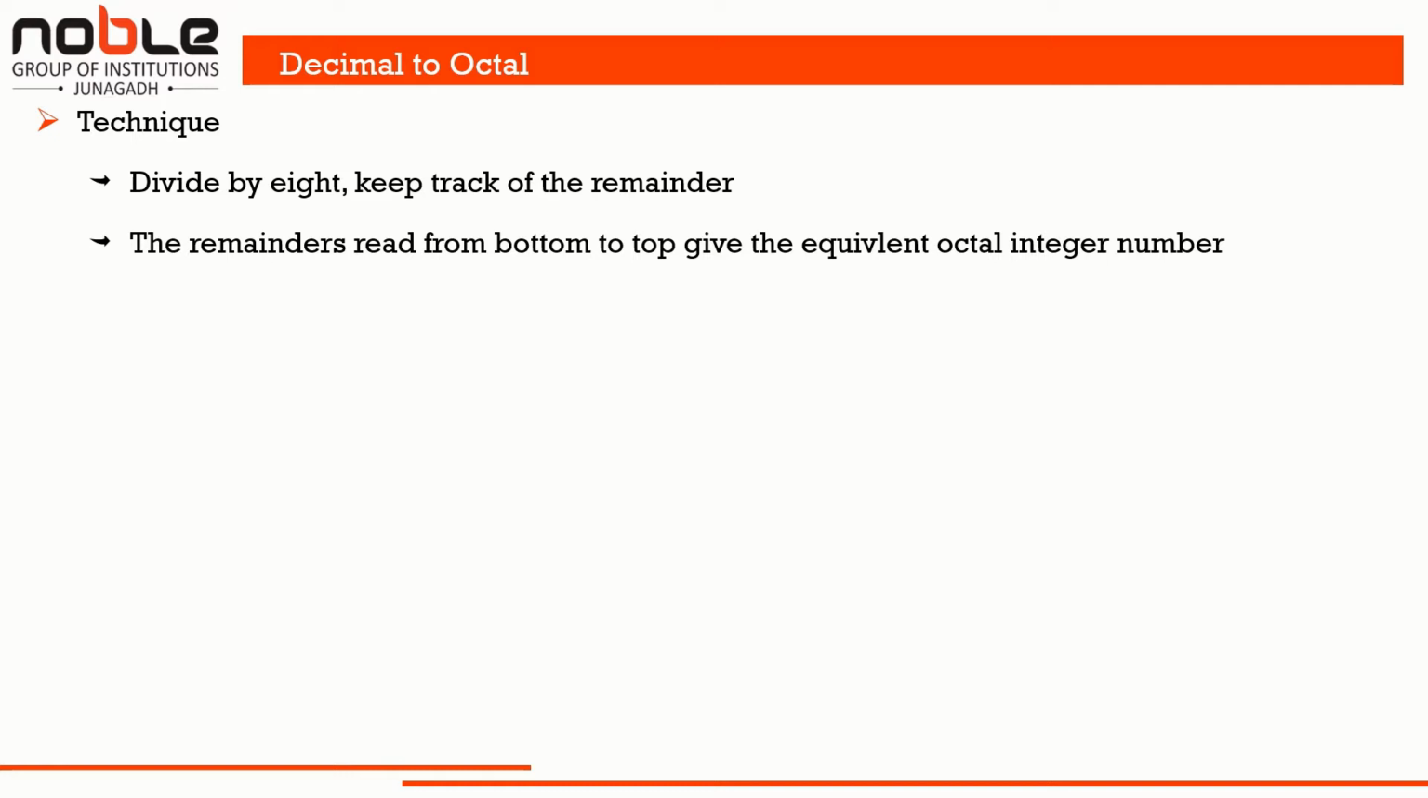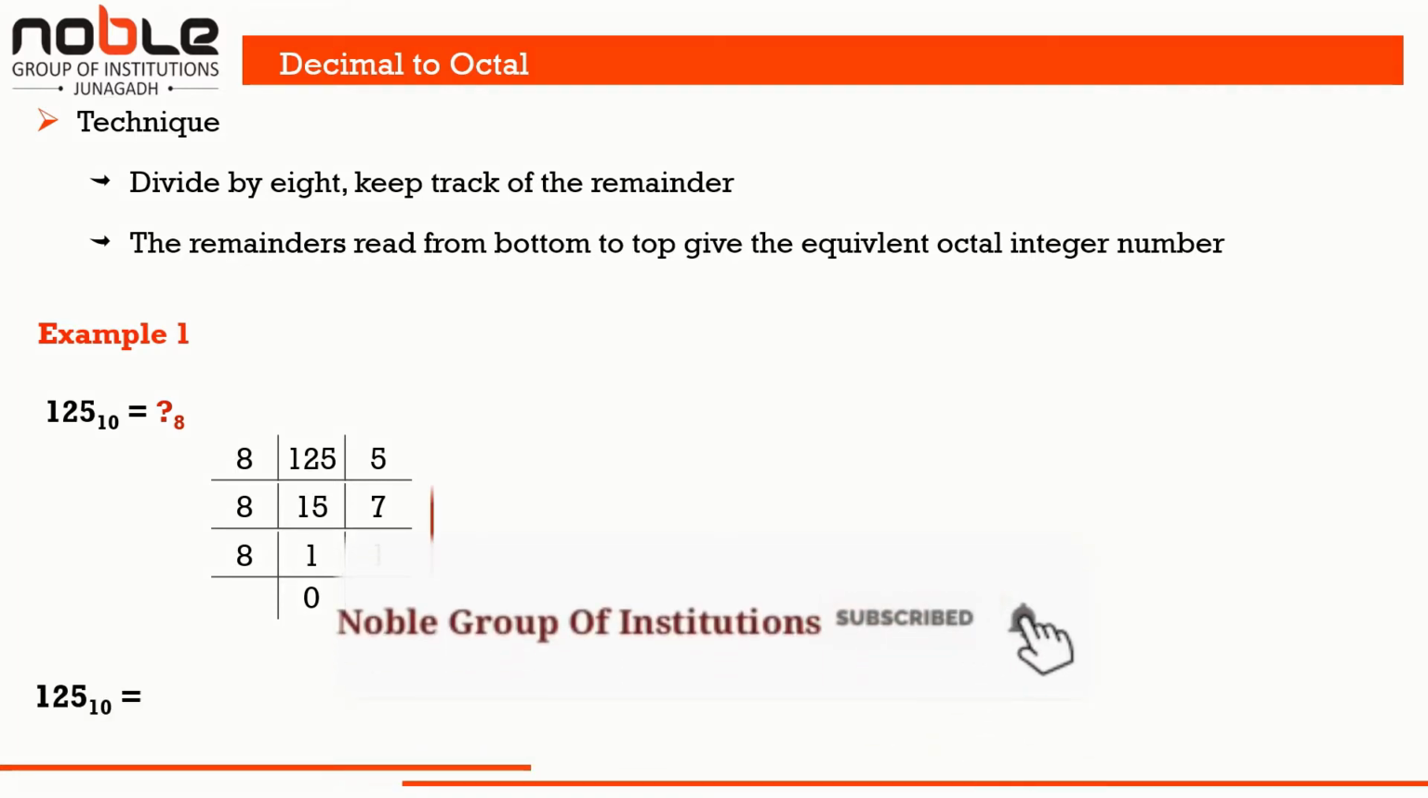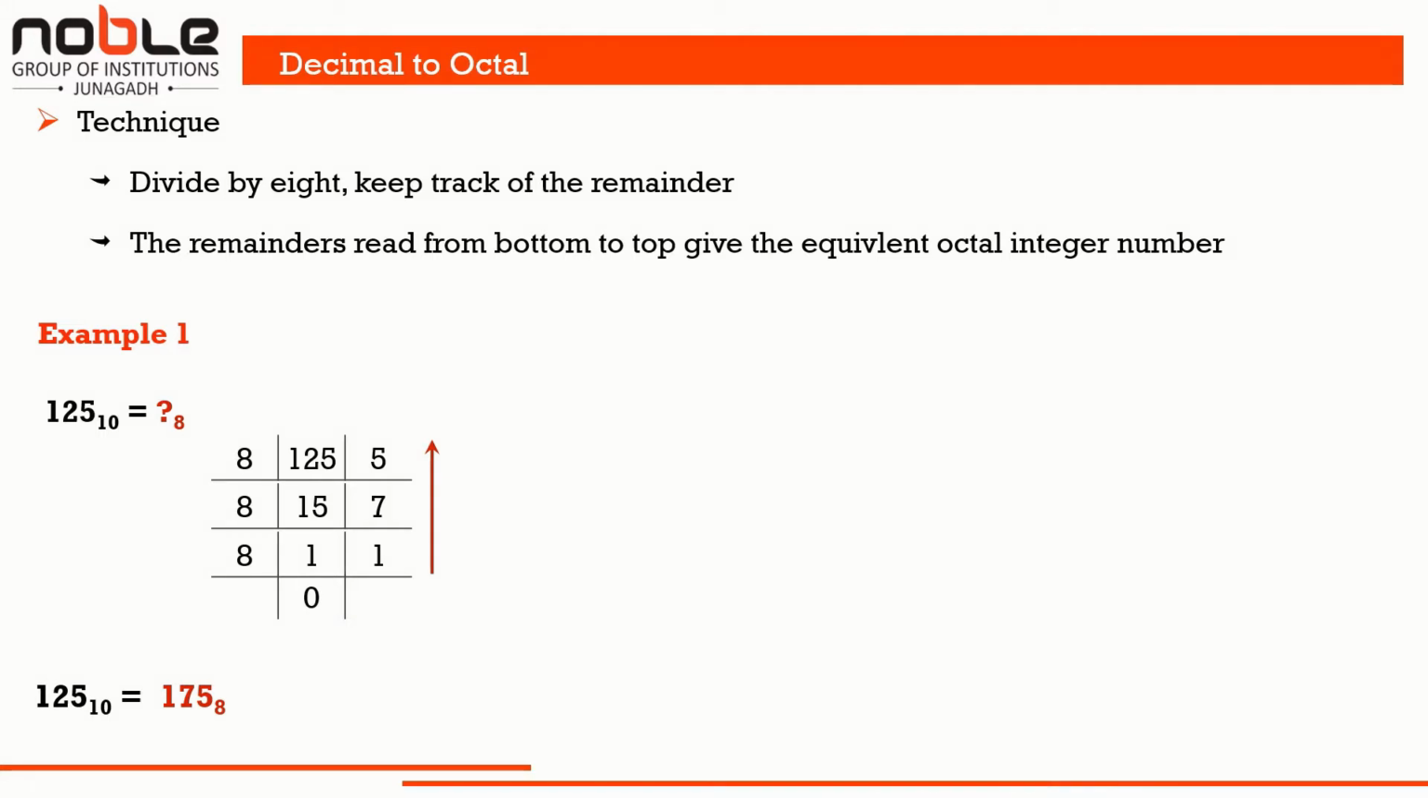For understanding, let's take one example. Example 1. 125 decimal is equal to what octal? It means 125 is divided by 8 and the quotient is 15 and the remainder is 5. Again 15 is divided by 8 and the quotient is 1 and the remainder is 7. Again this is divided by 8 and the quotient is 0 and the remainder is 1. It means 125 decimal is equal to 175 octal.